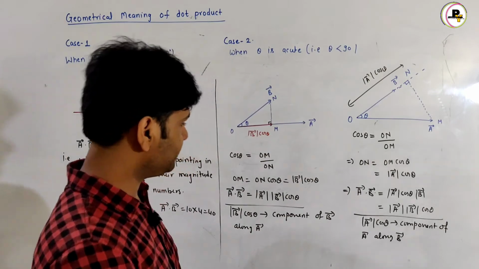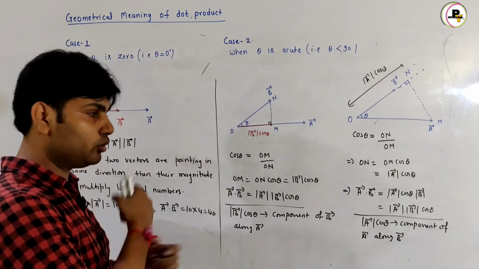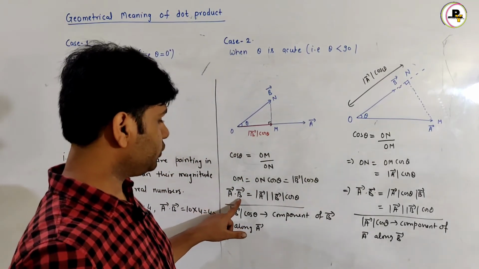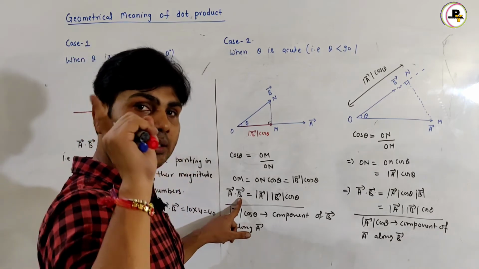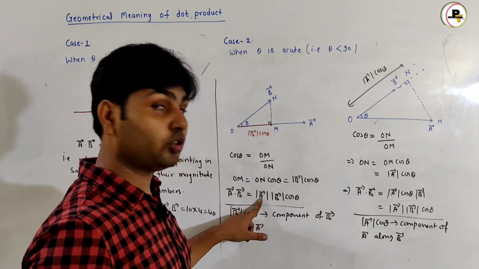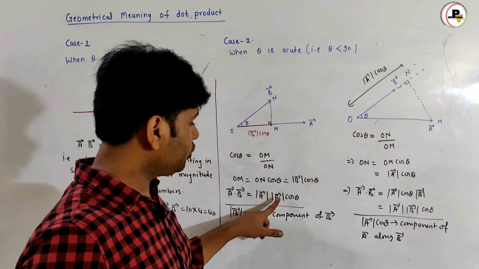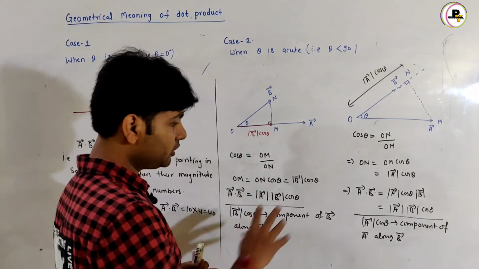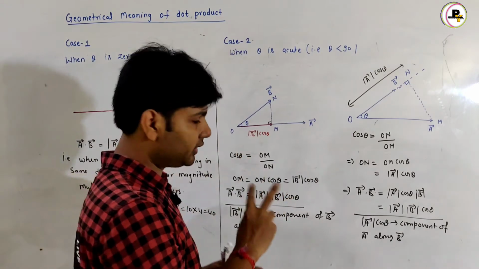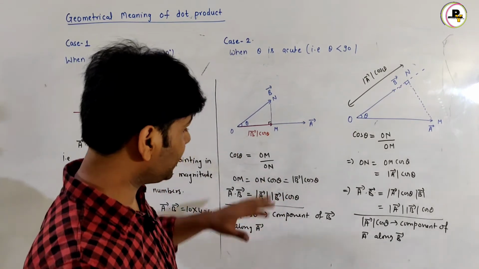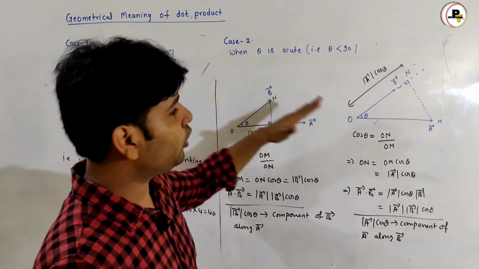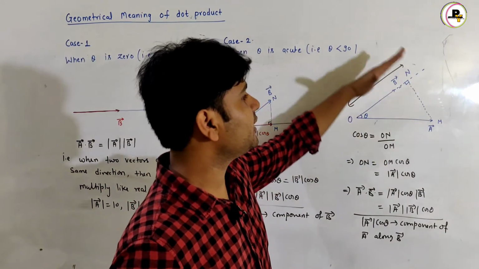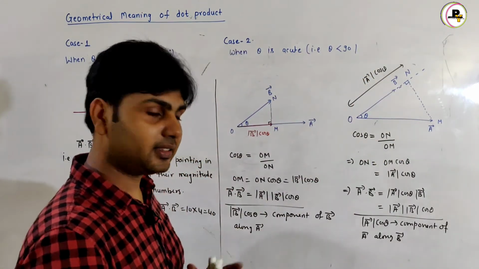How can we define it? We can also define the dot product of the two vectors as the product of the magnitude of one vector and the component of the other vector in the direction of the first vector. So in both cases I get what? In both cases I get the dot product, whether I take the component of B vector or the component of A vector in the direction of B vector, I get the same value.